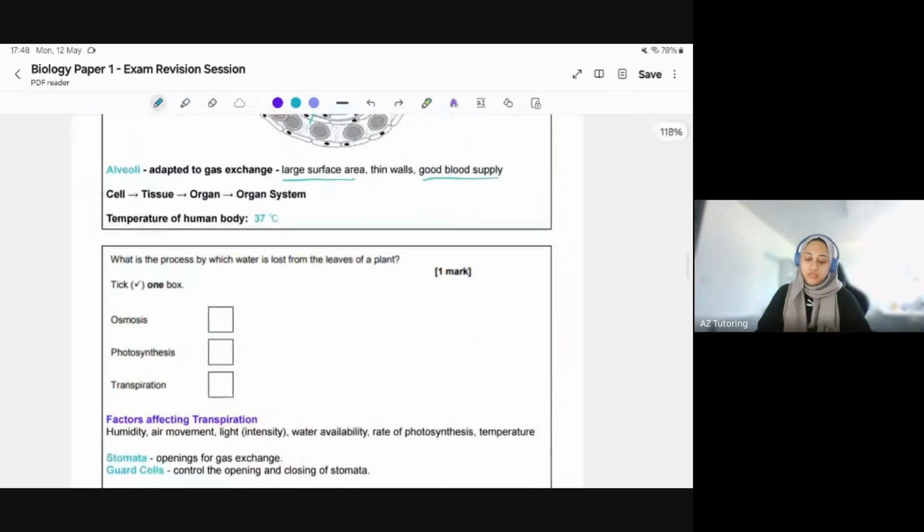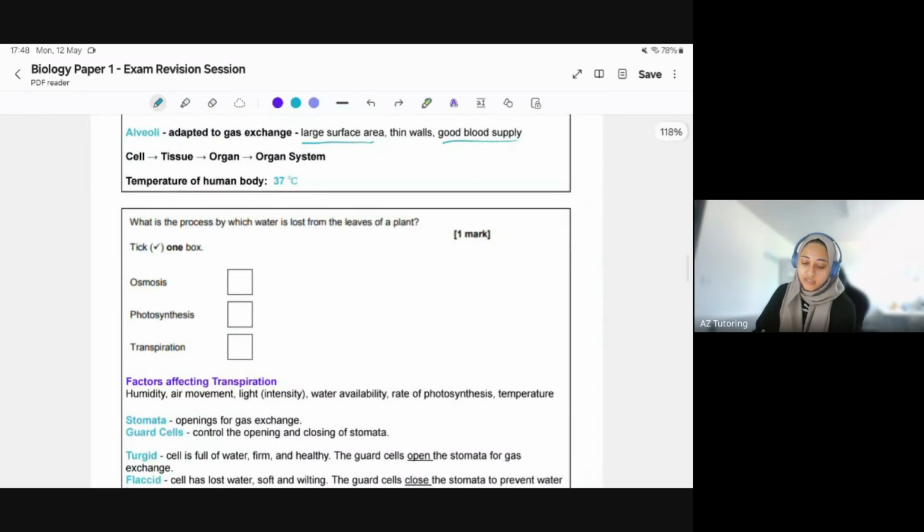Oh, okay. So what's the process by which water is lost from the leaves of a plant? Always use process of elimination if you can. So it's not osmosis, because osmosis is the movement of water particles from a high to a low concentration. So that's not water lost from the plant. It can't be photosynthesis because we've just discussed what photosynthesis is. So therefore it's transpiration. So transpiration is water lost from the leaves of the plant.